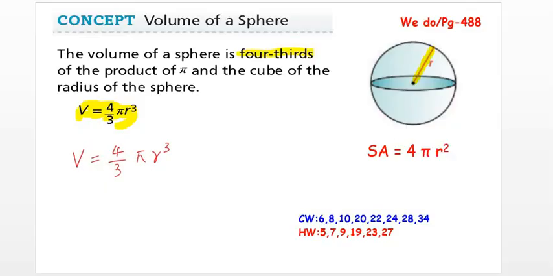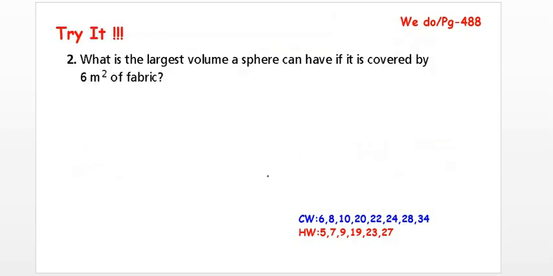Similarly, to find the surface area of the sphere, again we must know the radius of the sphere, and then simply multiply 4 pi with the radius squared, and it will give you the value of the surface area. So let's solve some examples here.